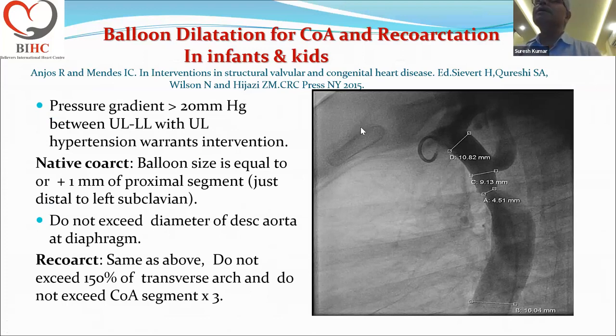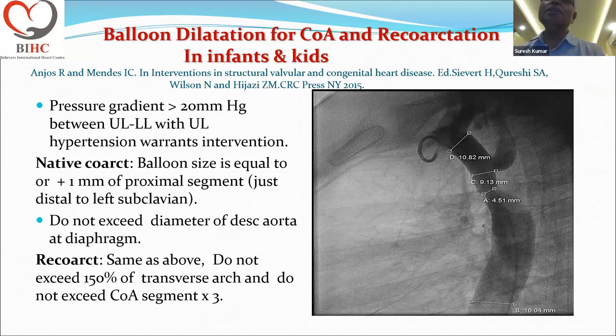And the measurements that you take: you want to measure the proximal transverse arch, the distal transverse arch, the actual isthmus, and the aorta at the level of the diaphragm. The general principle is you don't want to use a balloon size more than 1 millimeter more than the proximal segment, which is usually the isthmus just distal to the left subclavian artery. And we try not to exceed the diameter of the descending aorta at the diaphragm.